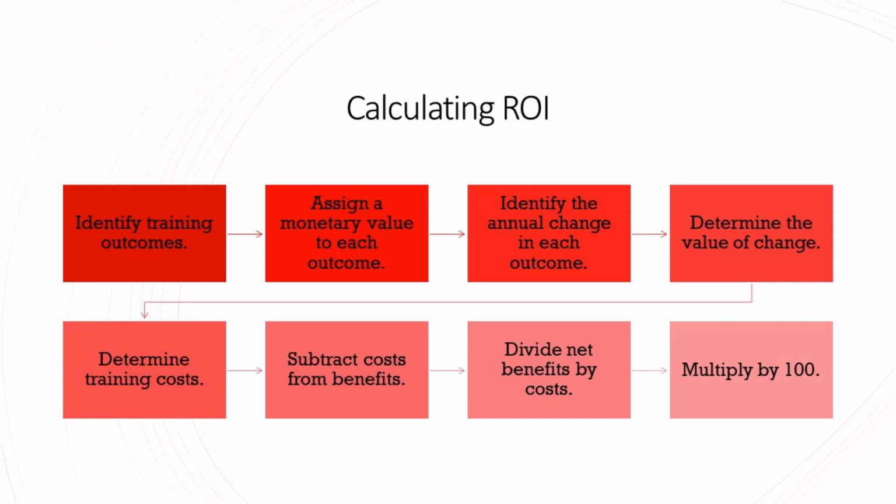We start by identifying the outcomes that we intend the program to achieve. If we're using the Kirkpatrick-Phillips model, we can use the level 4 results outcomes. For example, increased productivity, reduced waste, fewer accidents. Then we need to place a monetary value on each outcome. How much does the organization save by preventing a single accident, for example?